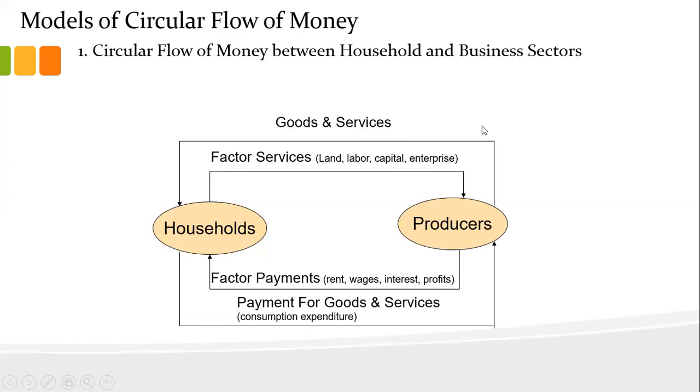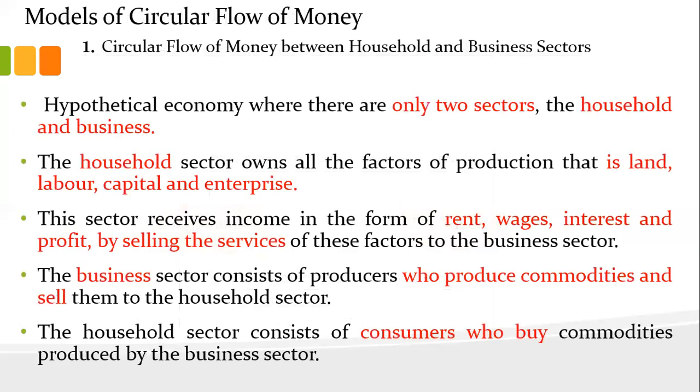So how this flow is happening, I hope it is clear. For consuming something, you have to pay money to producers, and producers get factor services. Who is providing factor services? The household sector is providing them in terms of land, labor, capital, and enterprise. So for those factor services, in return, the producers will give rent, wages, interest, or profits to households. Now we will go to theory.